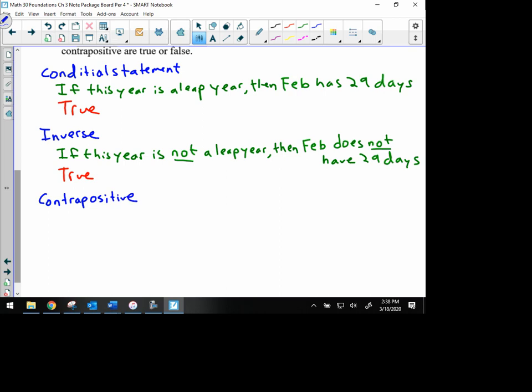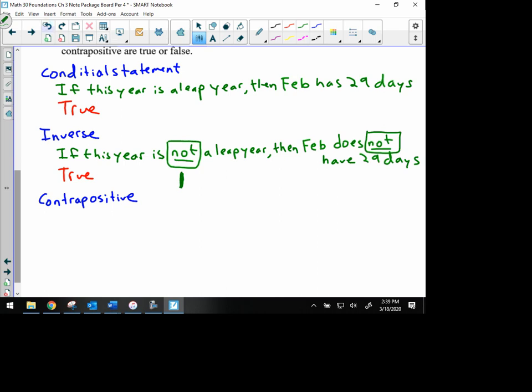So we talked about how the contrapositive is when we negate, or we put that word not, into the converse. Well, another way of looking at it is if we take the inverse, the one that already has the nots in it, and then we flip it around, the hypothesis and the conclusion. So instead of going converse to contrapositive, you can also think about it coming from the inverse here.